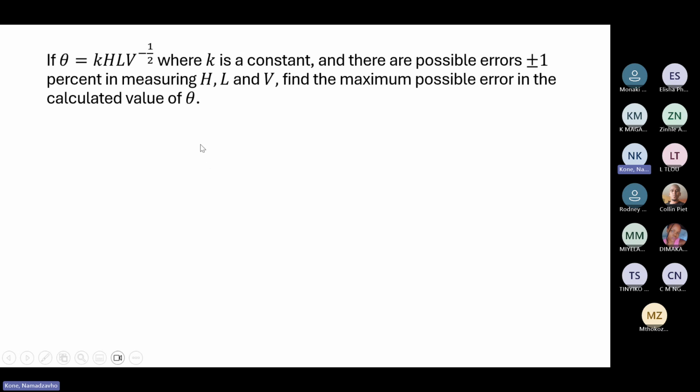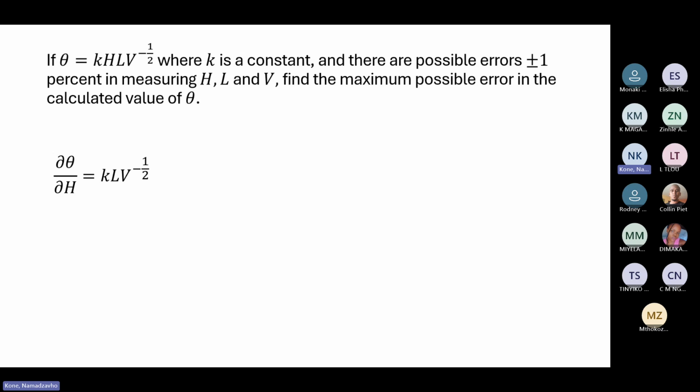So firstly, we need partial derivatives. The first one is partial derivative of theta with respect to H. And if you look at this equation, H is power 1. So when you derive with respect to H, it will be 1 times K, which is K, H to the power of 1 minus 1, which is H to the power 0. That's why you don't see any H in this formula. L and V are going to be considered as constants. Remember, when you do partial derivatives, whatever variable you are deriving by is the only variable. The rest are constants. That's why you'll see all this remaining as they are.